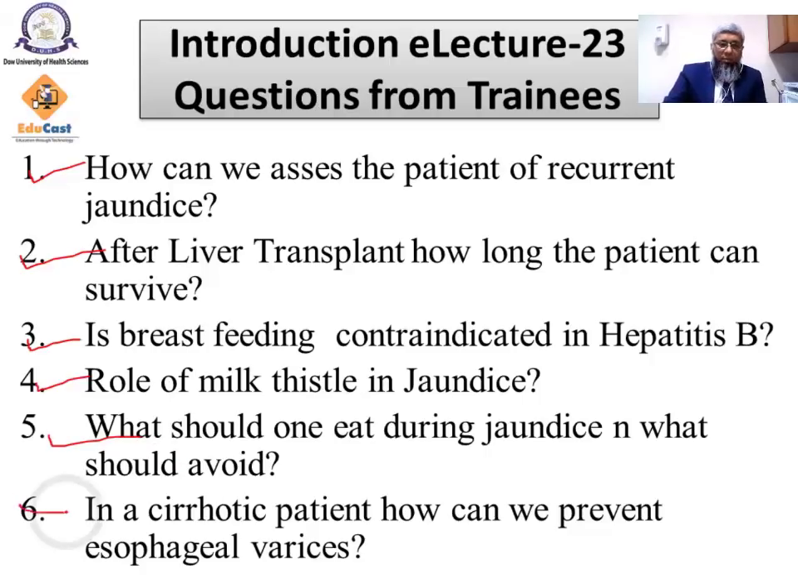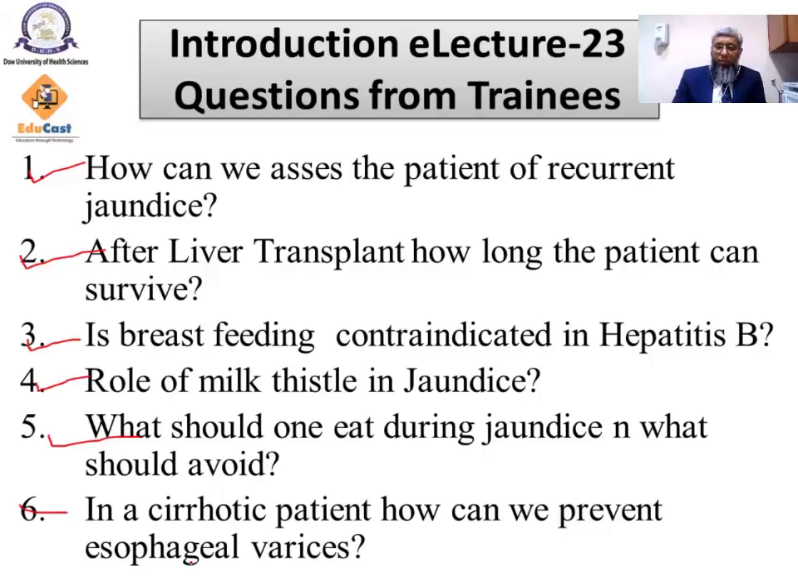So now question number 6. In a cirrhotic patient, how can we prevent esophageal varices? You need to understand that when your portal pressure increases above 10 millimeters of mercury, these varices develop. With a further increase in portal pressure, there is a chance of rupture. Once the portal pressure increases to 12 millimeters of mercury, the varices rupture and you land up with a catastrophic bleed. So our target is basically to halt the process.